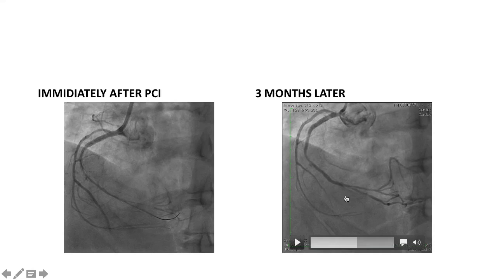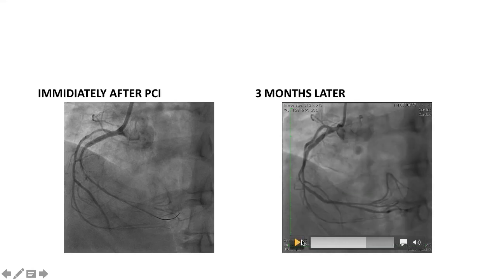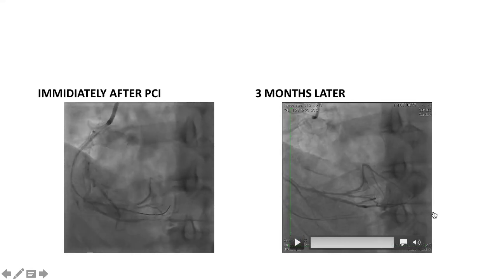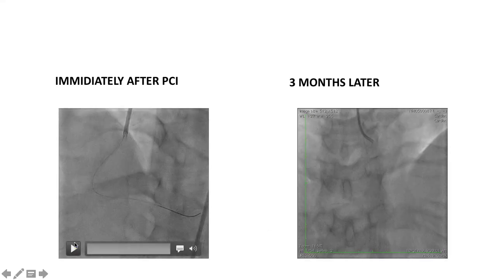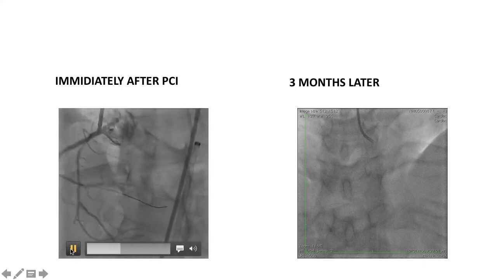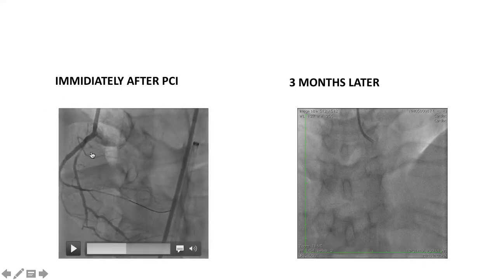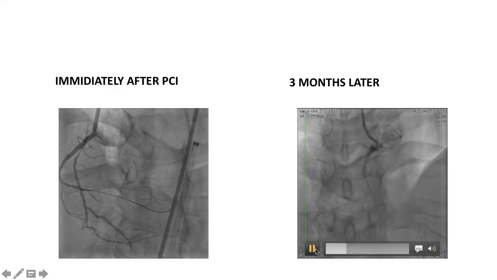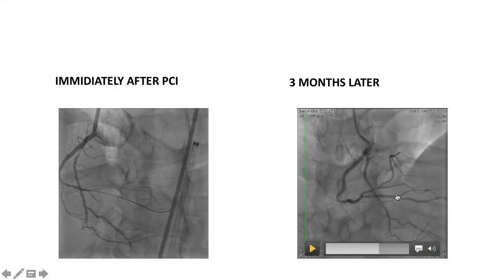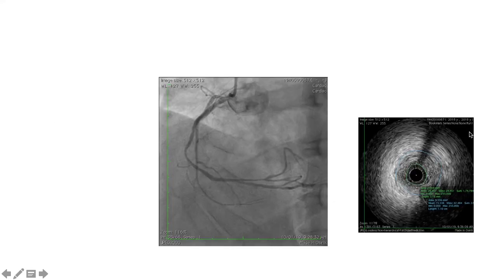So this is what happens in a negatively remodeled vessel once you leave it and do a check angio after some time. You can see this is the epicardial view, how it is behaving. This is immediately after the procedure and this is after 3 months. Now the vessel has grown very well and all the negative remodeling became positive remodeling. So we did an IVUS.